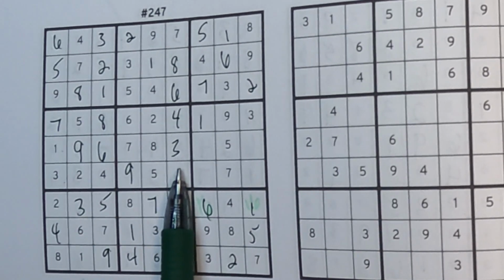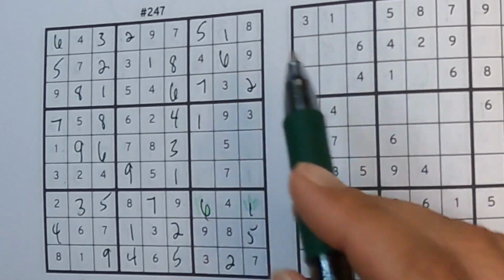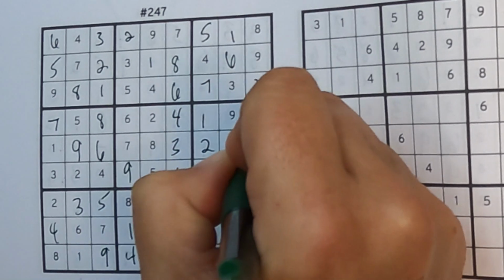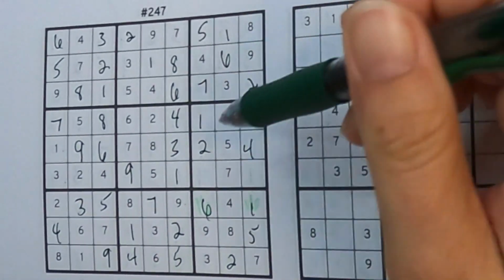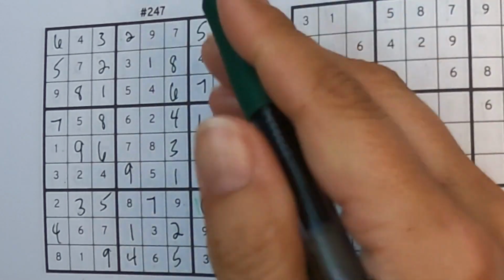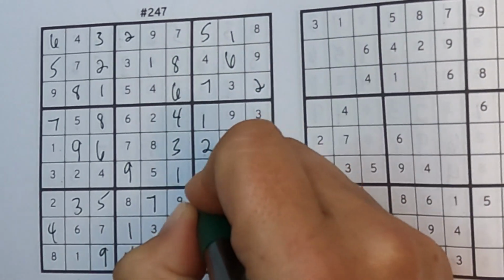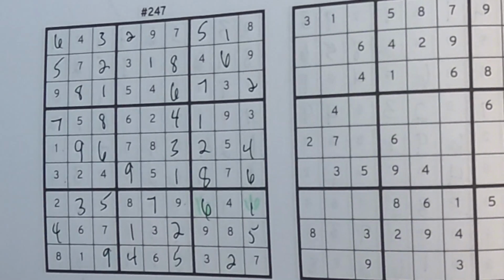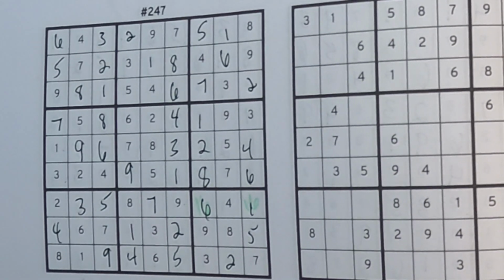For this row, we're missing 2 and 4. We've got a 4 here, so 2, 4. And for this box now, we're missing 6 and 8. We've got an 8 here, so 6 and 8. And there we have it for today's puzzle.